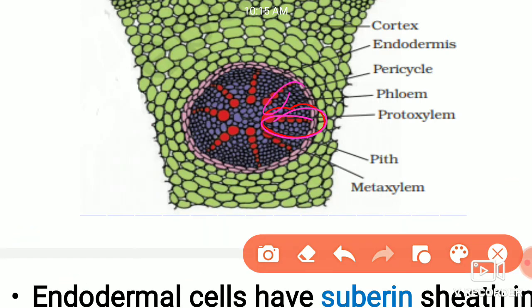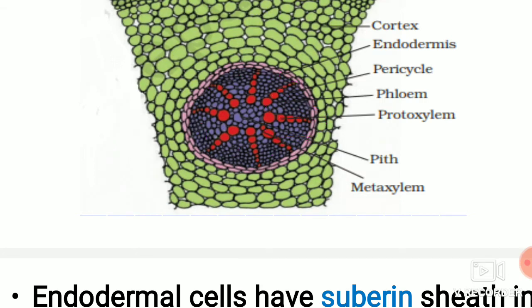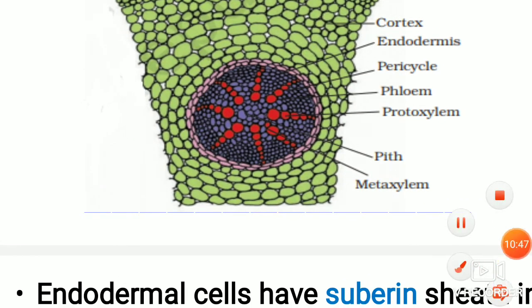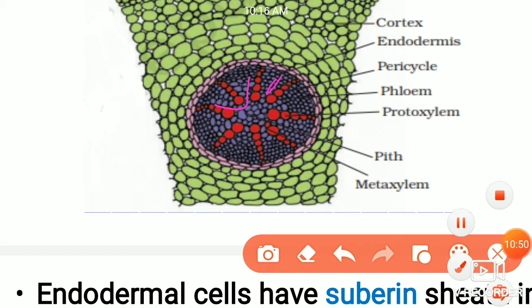Here is the xylem, here is the phloem, and between the xylem and phloem the cambium is present. That is a very important thing, because the cambium helps in the secondary growth of the dicot root.